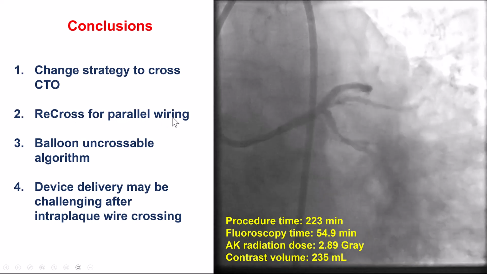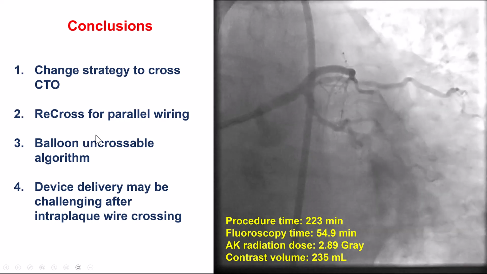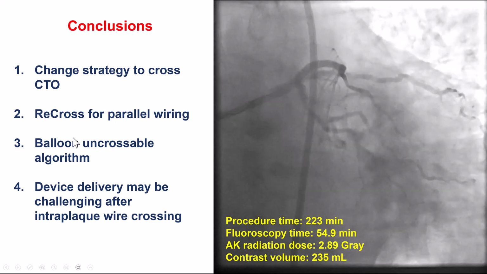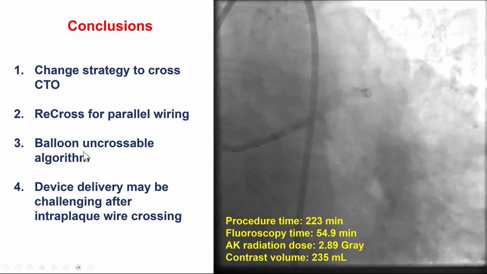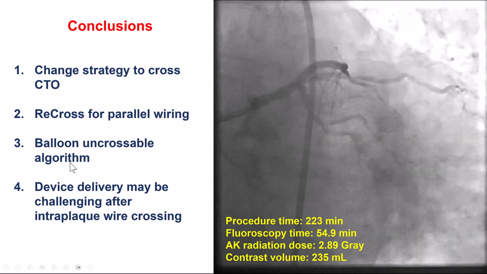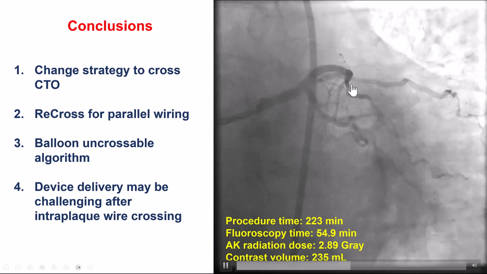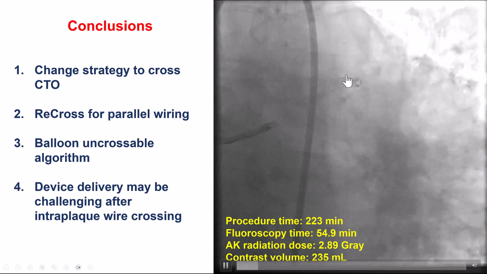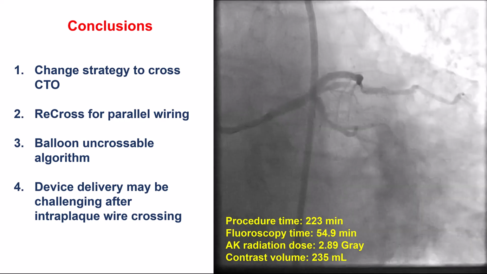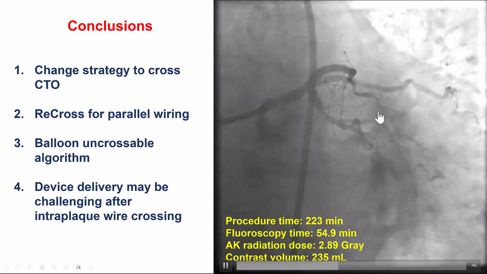Gaia Next 2 wire. The second challenge was the difficulty advancing equipment through the occlusion, and this is often a problem if we cross intraplaque. So what we did for this is tried small balloons with a guide extension that didn't work, but eventually we did use a laser, and the laser modified enough the proximal cap, even though it did not cross, that we were then able to deliver small balloons and then do rotablation and successfully expand the lesion.